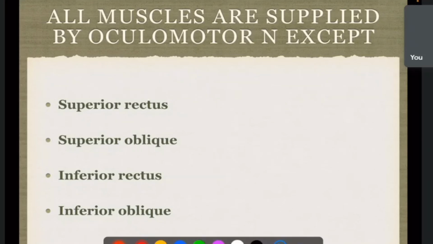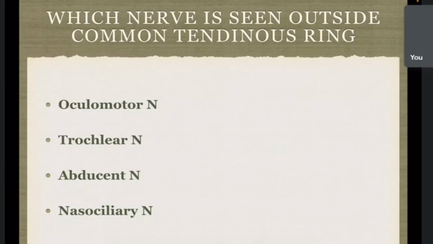All muscles are supplied by the oculomotor nerve except the superior oblique, which is supplied by the trochlear nerve, the fourth cranial nerve. Which nerve is seen outside the common tendinous ring? Trochlear nerve. Yes, very good.